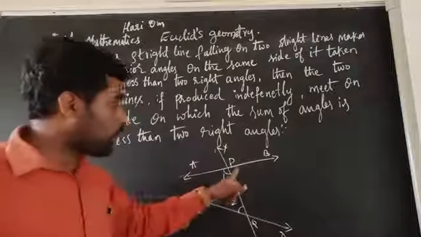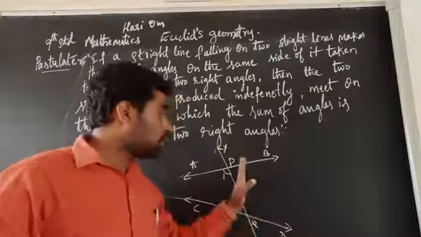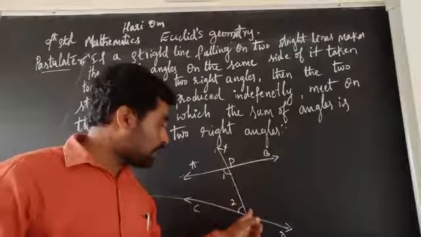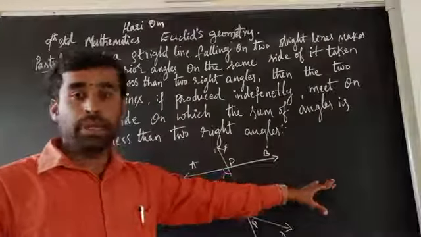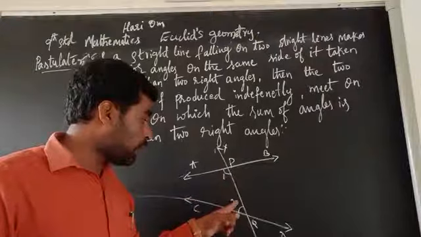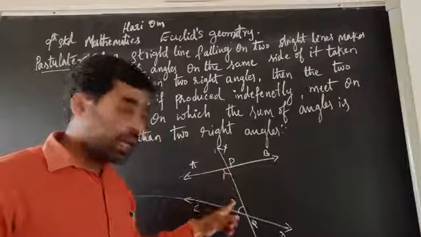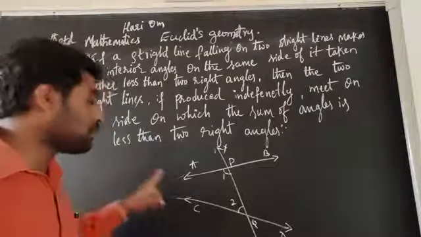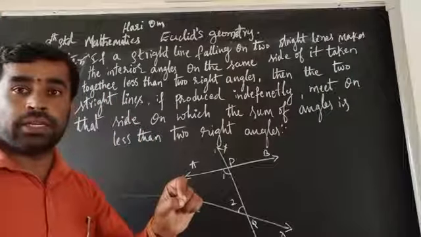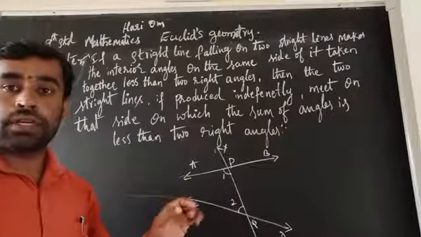See here, if you measure this angle and this angle, and the sum is more than 180 degrees, they will never meet at any point. Here, if you add angle 1 and 2, the sum of these two angles is less than 180 degrees. Then if you produce these two straight lines, they will meet at one point. This is postulate number 5.